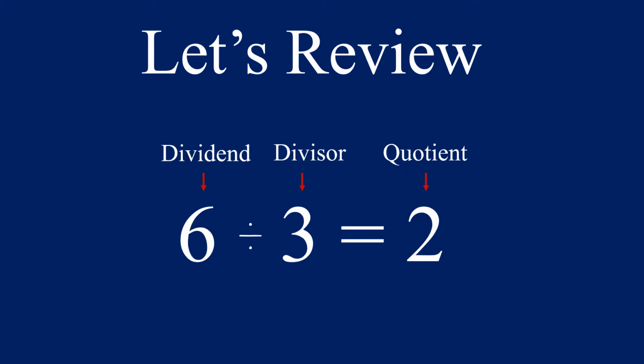Let's review. In our division problems, each number has a name. The largest number that we are dividing into smaller groups or parts is called the dividend. In this equation, the 6 is our dividend. The number of groups we are making, or the number we are dividing by, is called the divisor. In this equation, the number 3 is our divisor. And our answer, or how many are in each group, is called the quotient. And there are 2 in each group in this equation.